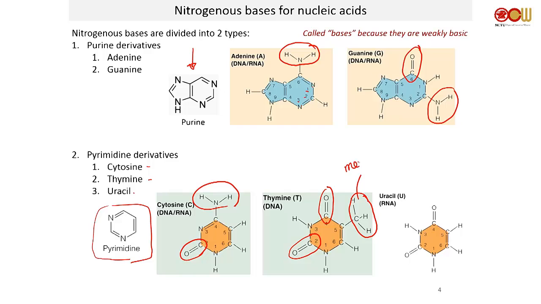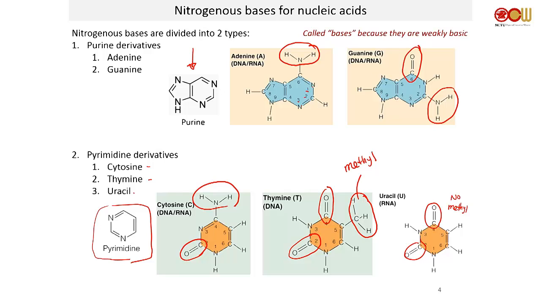Methyl group, that's right. This is a methyl group. So thymine and uracil look very similar because they have the keto, except uracil does not have the methyl. So it is not surprising that back in general biology you learned ATCG for DNA, AUCG for RNA. So T is replaced by U in RNA, because T and U look pretty much the same.